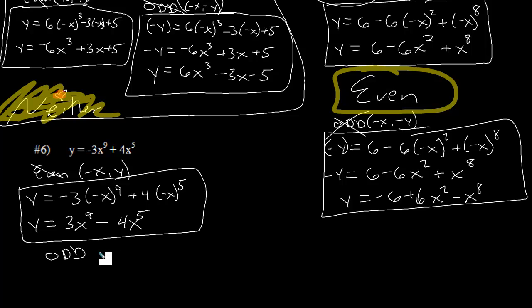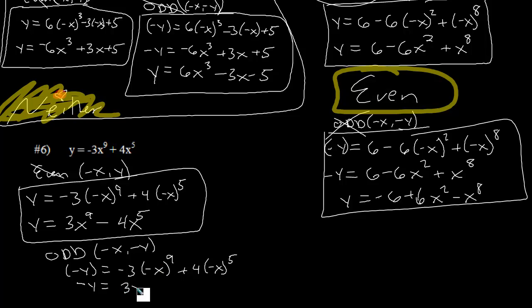Is it odd? To determine that, it's symmetric with the origin, and make x and y a different sign. So it's negative y equals negative 3 times a negative x to the 9th plus a 4 times a negative x to the 5th. It's going to give us a negative y equals a negative x to the 9th is an x to the 9th negative. Negative times a negative is a positive. Negative x to the 5th is a negative. Positive times a negative is a negative. I already wrote the plus sign, so I'll say plus a negative 4x to the 5th.